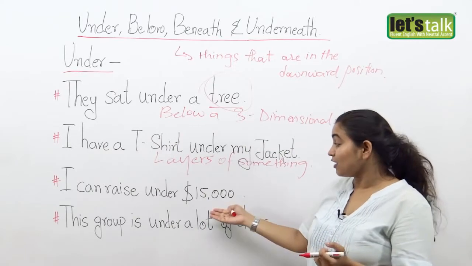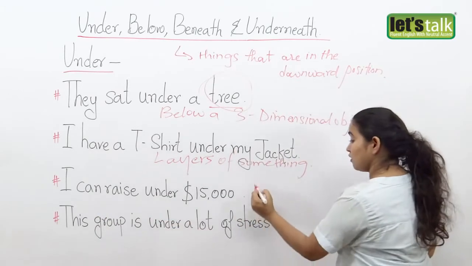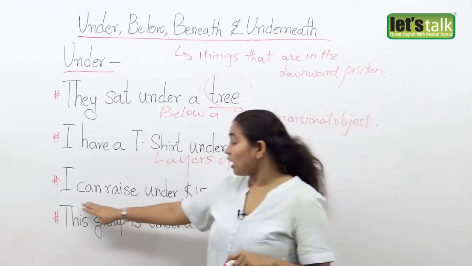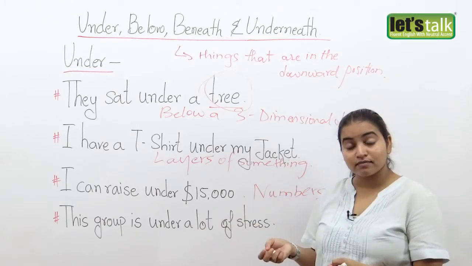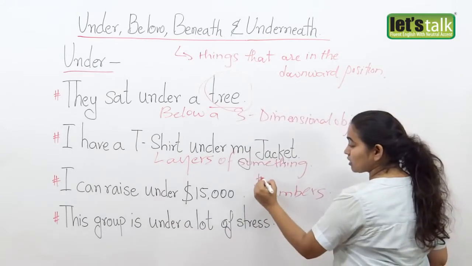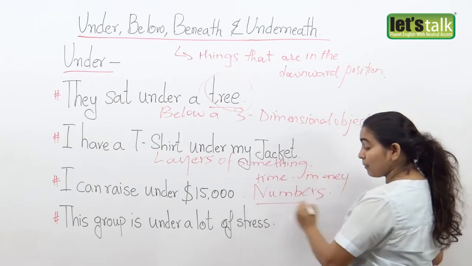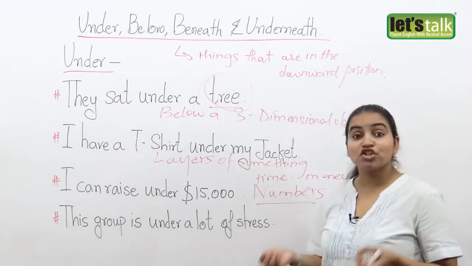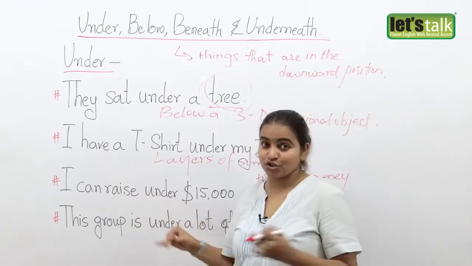And then I could use under also when I'm talking about numbers. So I will say, I can raise under $15,000, or I can do it under 7 hours. So if I'm talking about time, which is also numbers, or money, which is again numbers, I will use the word under. Okay, so I was under 17 when I learned to drive. That's again when you use the word under.